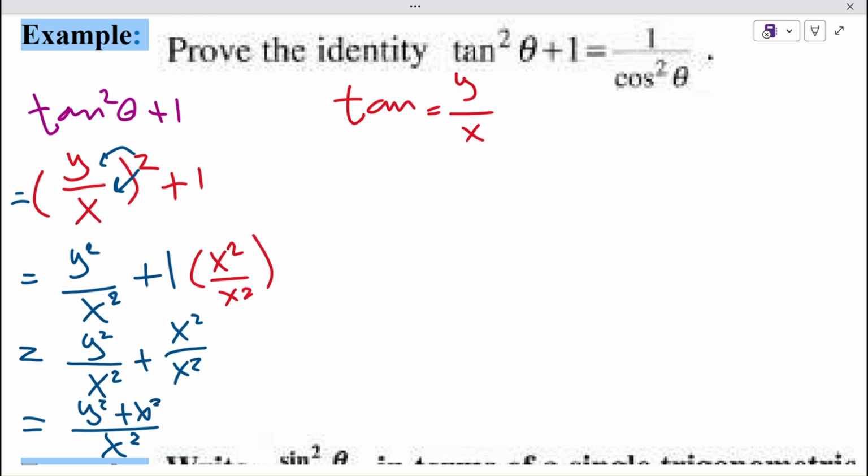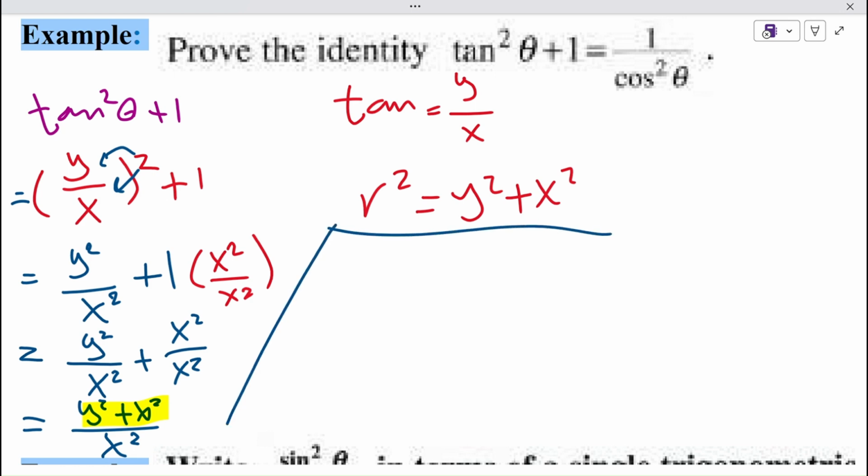We will stop here again. Why? Because we know this again. r squared is equal to y squared plus x squared, right? Now, instead of x squared plus y squared, we will substitute r squared. Okay, now we will finish it here. r squared over x squared.